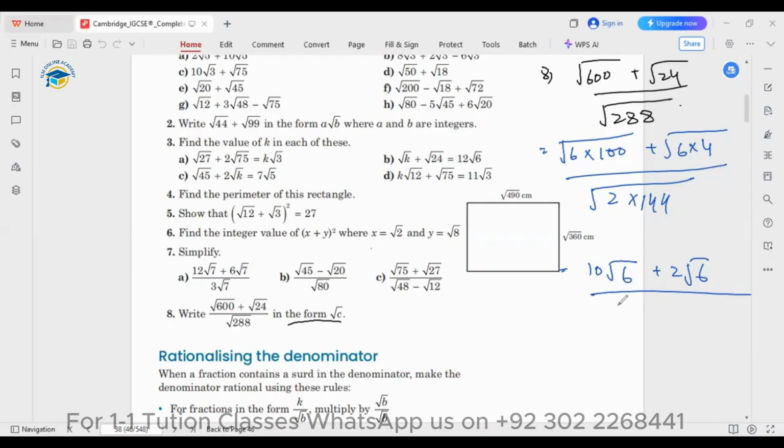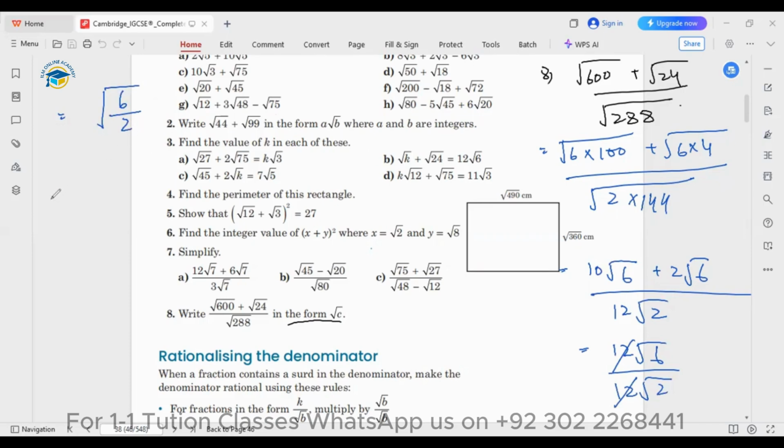And this 144 is basically the square of 12. So 12 square root 2. So 10 plus 2 will be 12 square root 6. Downward as well, we have 12 square root 2. So cancelling these 12, we are only left with square root 6 and square root 2.